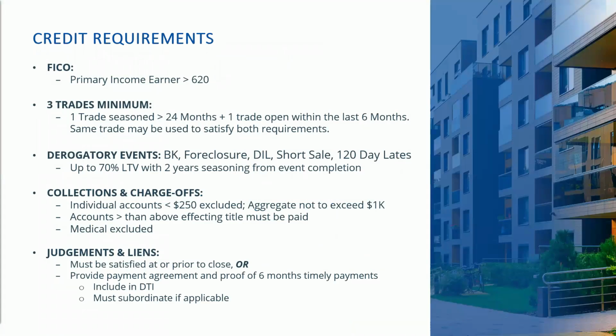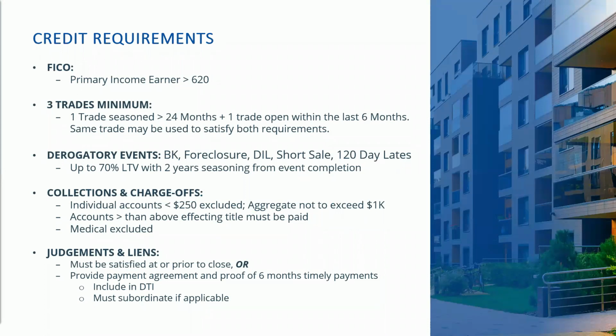Credit requirements. So unlike some, GSE specifically, we're not going to always look at the lowest middle score. In fact, there is variance between the products. So if we bring on other products outside of bank statement and 1099, this may be different. But for our bank statement and 1099, we're going to use the primary income earner's score. So their score must be greater than 620.